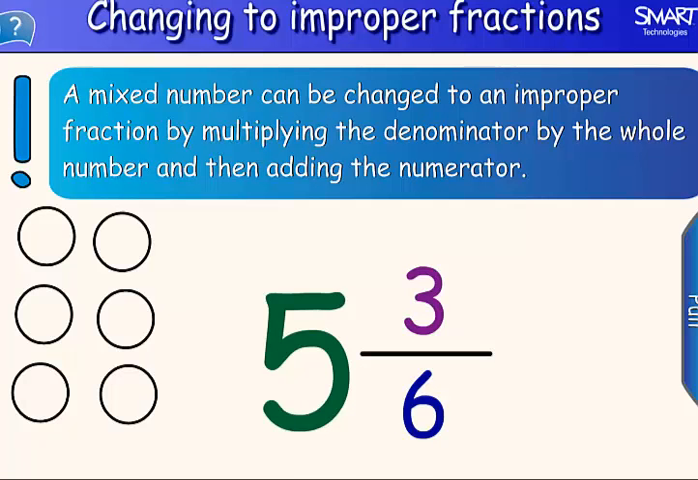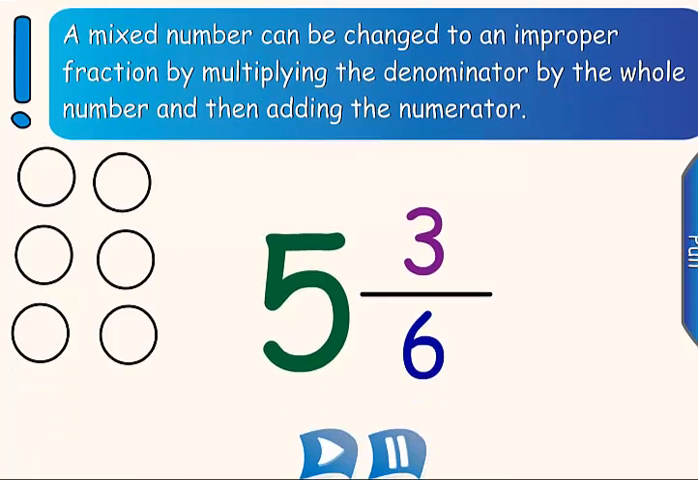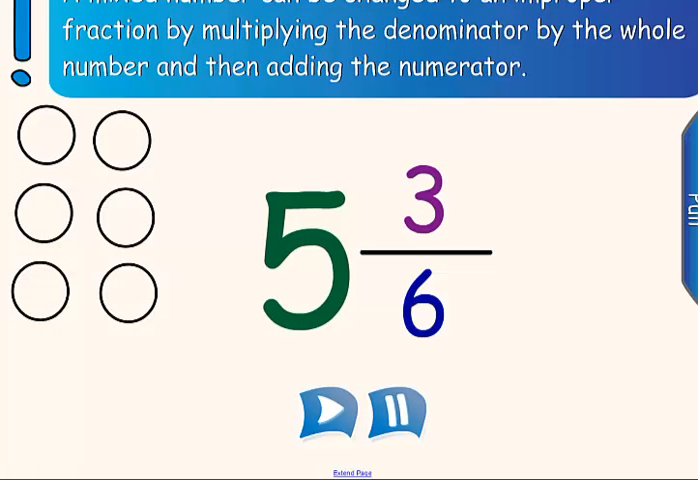Now we're going to change to improper fractions, and I'm going to use a picture for this. First of all, we have 5 3/6. So we have 1, 2, 3, 4, 5 wholes, and then we have, of the 6 parts in that one, we're going to use 1, 2, 3. Okay, the first thing we're going to do is we're going to cut all 5 of these pieces up into 6 parts.